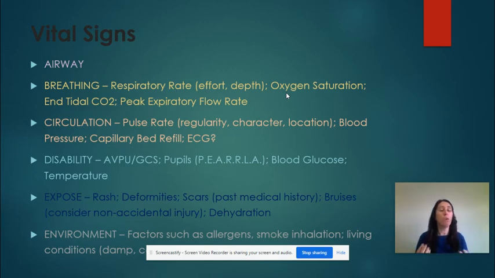Figure out where you can feel it as well. So if you can only feel it here, fine. See if you can feel it also in the carotid. See if you can feel it in the brachial. Note that down.